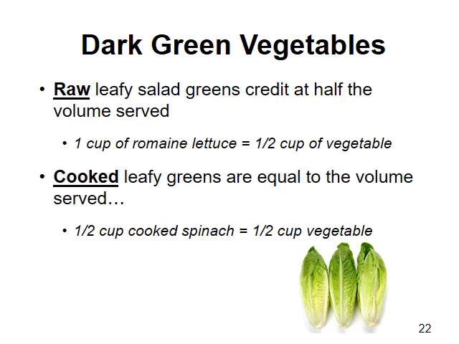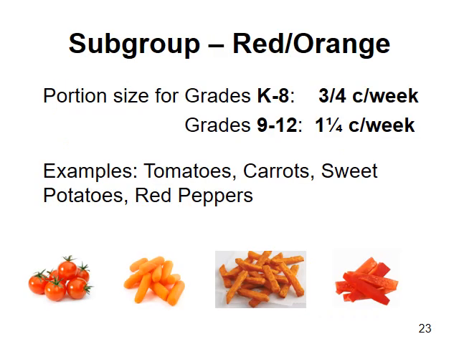Cooked leafy greens such as spinach are equal to the volume served. The red-orange vegetable subgroup has 2 different weekly requirements by grade group. The K through 8 is 3/4 of a cup over the week, and for grades 9 through 12, a larger portion of 1 1/4 cups over the week.